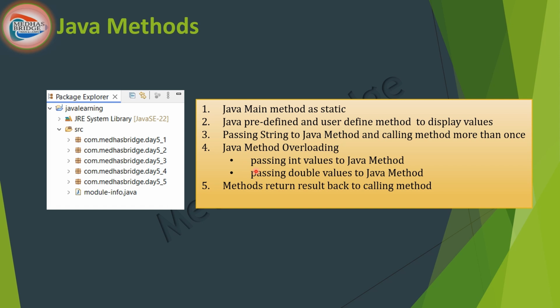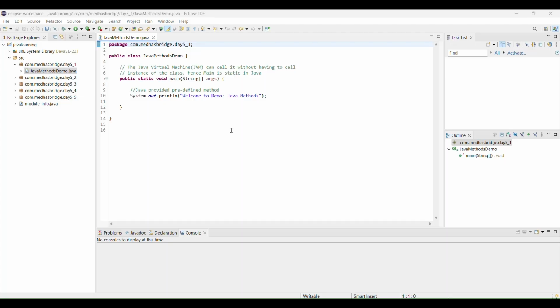You might have heard that in C++ too, like passing int values, passing double values to the same method name, but the signature is different. That's short. And then the case 5, where we can see how methods can return results back to the calling method. Alright, this is what you're going to see. To illustrate the concept of methods in Java, we see 5 simple sample programs.